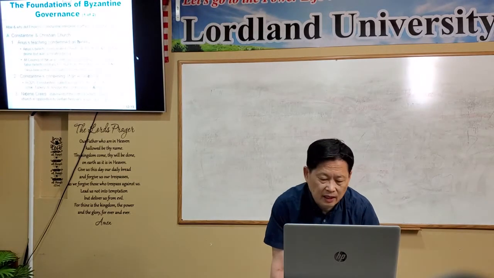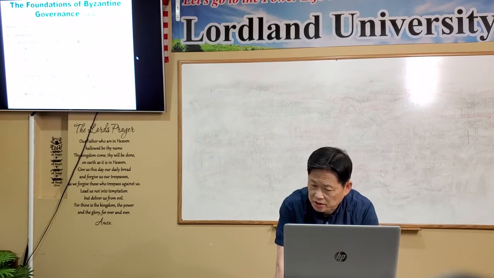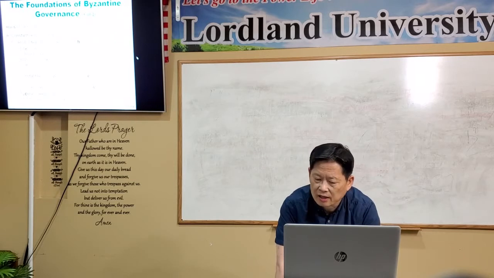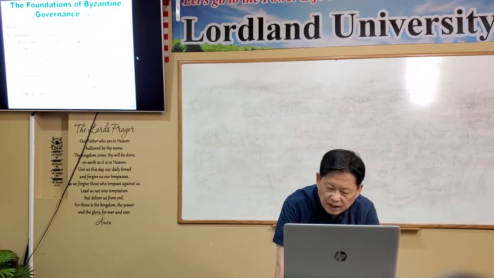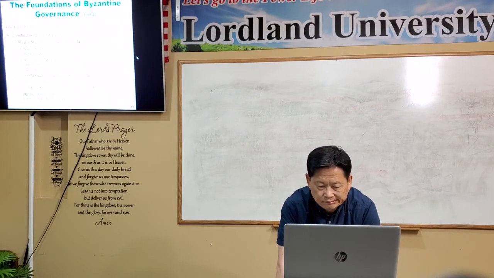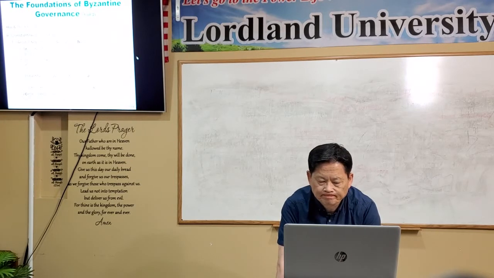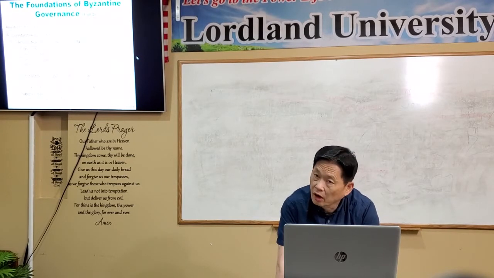Arius believed that God created Jesus Christ. Therefore, Jesus Christ was not equal with God. Therefore, Emperor Constantine intervened. This conflict was taken to the Council of Nicaea.